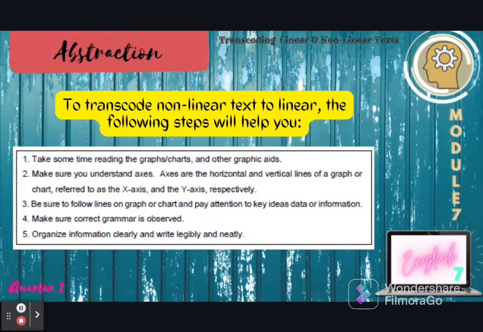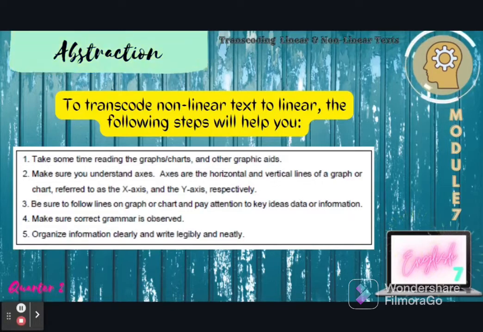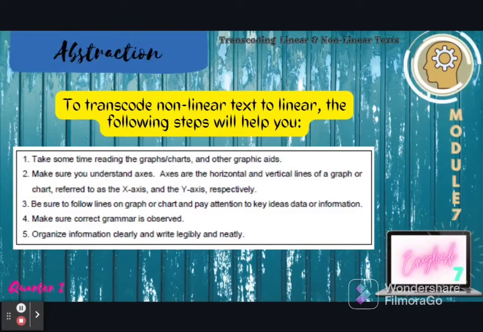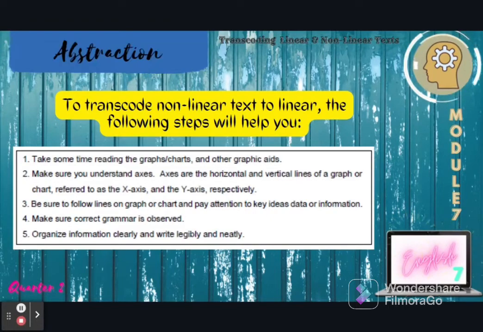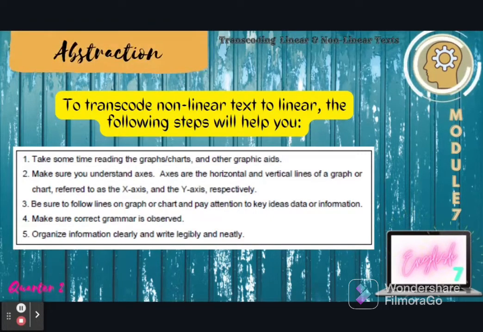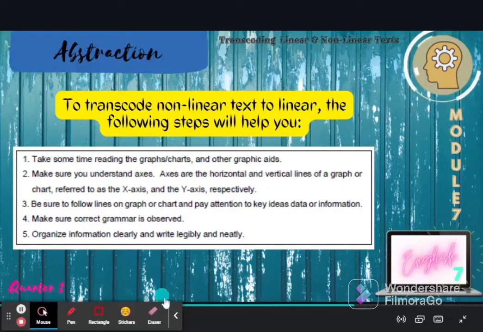To transcode nonlinear text to linear, the following steps will help you. First, take some time reading the graphs, charts, and other graphic aids. Next, make sure you understand axes. Axes are the horizontal and vertical lines of a graph or chart, referred to as the x-axis and then the y-axis respectively. Third, be sure to follow lines on graph or chart and pay attention to key ideas, data, or information. Fourth, make sure correct grammar is observed. And last, organize information clearly and write legibly and neatly.